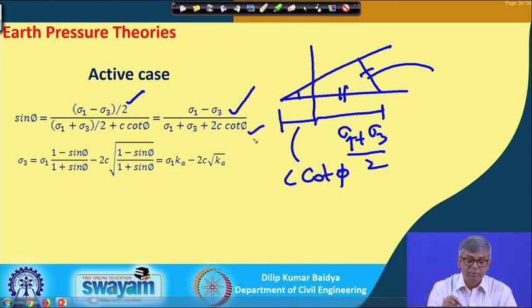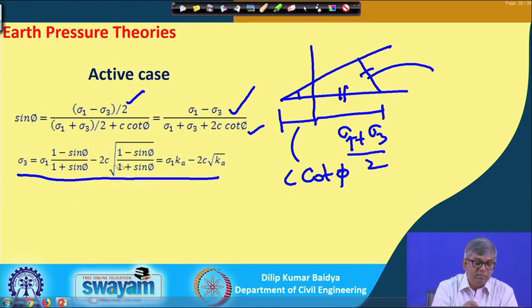And now, if we express sigma 3, because I know sigma 1, since sigma 1 is nothing but gamma times h, and I need to find out sigma 3, that means I want to express sigma 3 in terms of sigma 1, c and other parameters like k, kp, whatever it may be. So, if I simplify this and express sigma 3, it will become in this form.